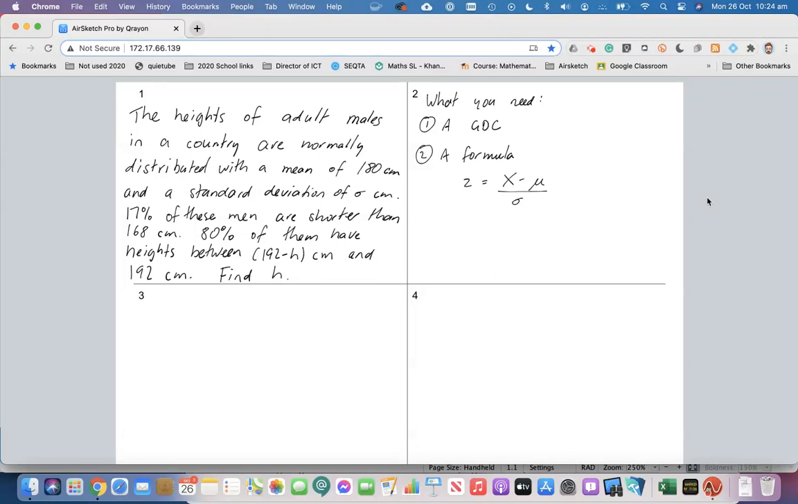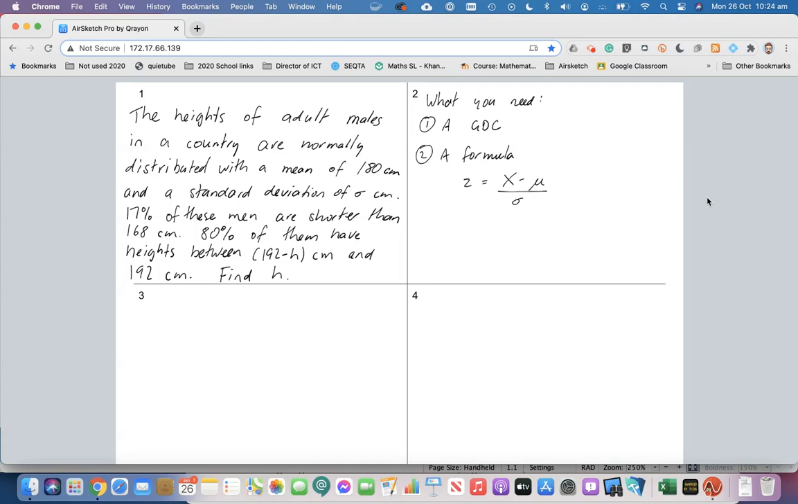Here's the question. The heights of adult males in a country are normally distributed with a mean of 180 centimetres and a standard deviation of sigma centimetres. 17% of these men are shorter than 168 centimetres. 80% of them have heights between 192 minus h centimetres and 192 centimetres. Find h. And what I've got on the right hand side there is what you'll need.